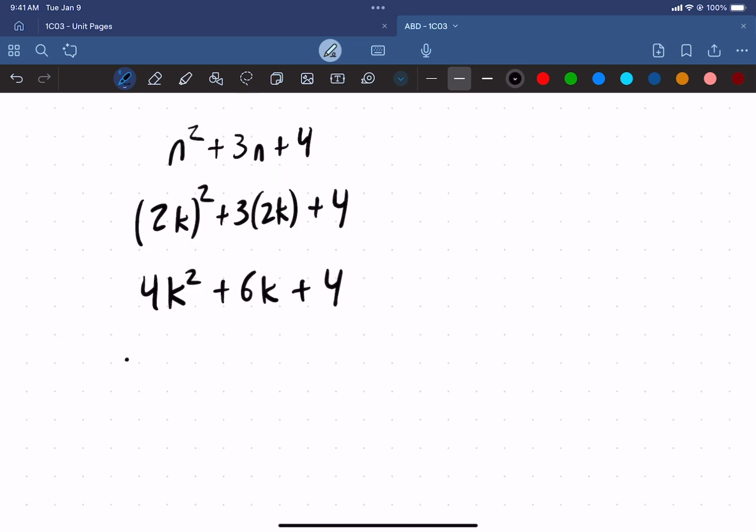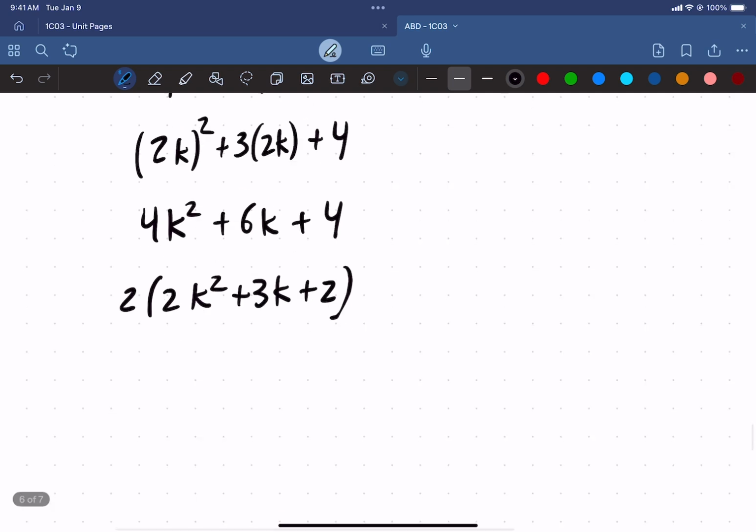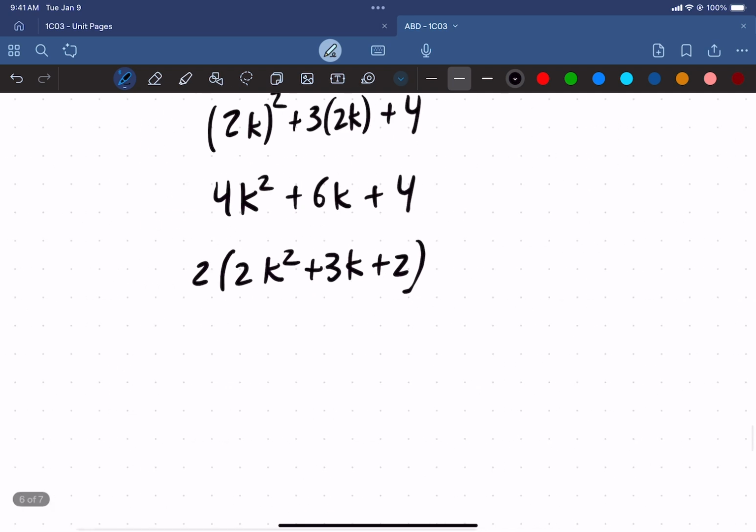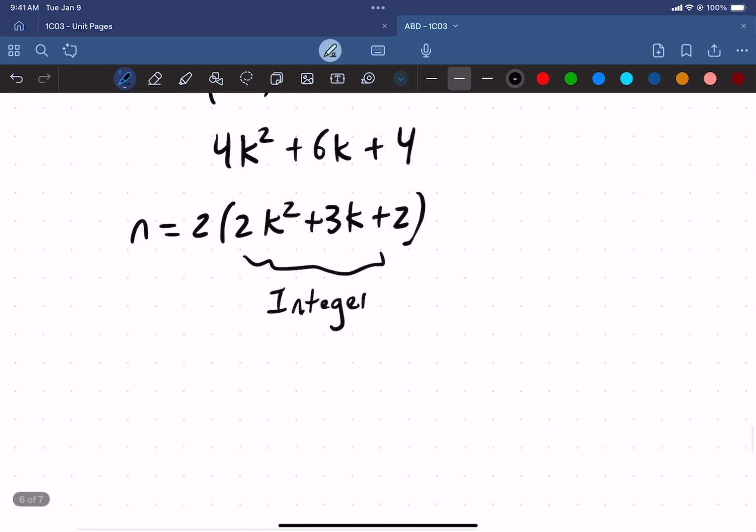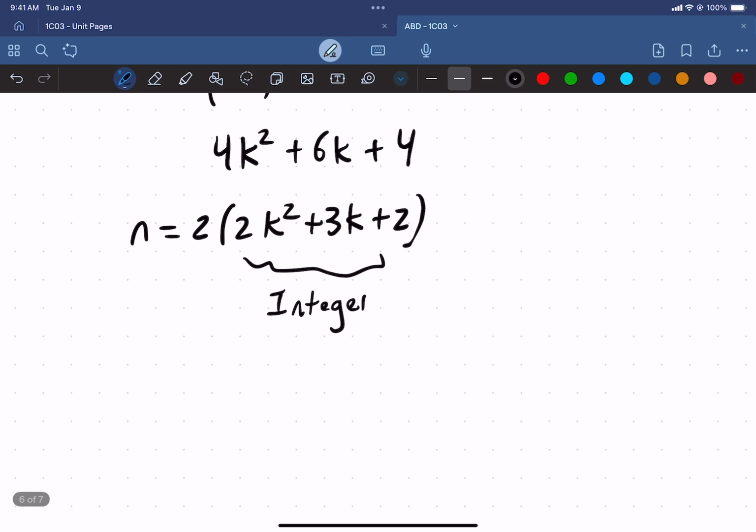We can see that we can factor out a 2. And we have basically done it. We know that this whole thing inside here must be an integer if k is an integer under closure. So this is in fact true.